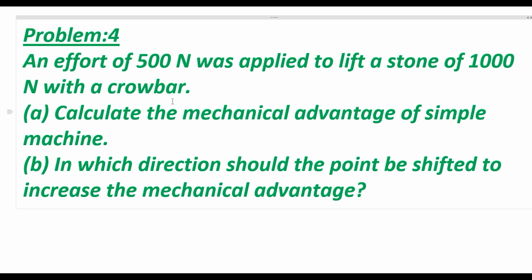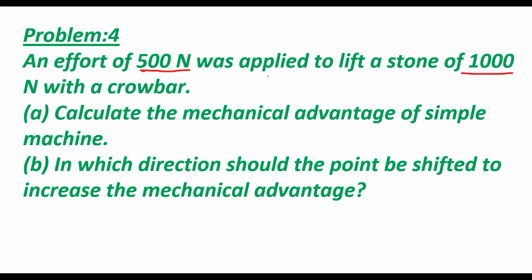In this problem, we have an effort of 500 Newton. So effort is given here, 500 Newton. Effort of 500 Newton was applied to lift a stone of 1000 Newton with a crowbar. Crowbar means first class lever. Calculate the mechanical advantage of the simple machine. In which direction should the point be shifted to increase the mechanical advantage? So in this problem, we have to find the MA, mechanical advantage.